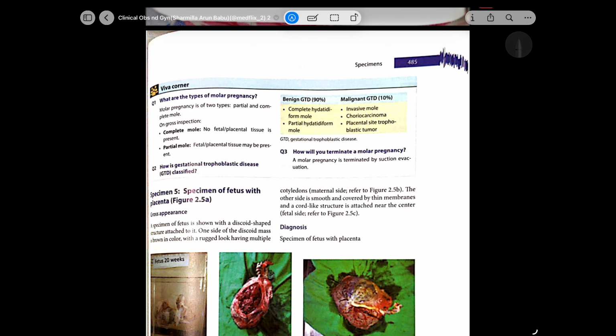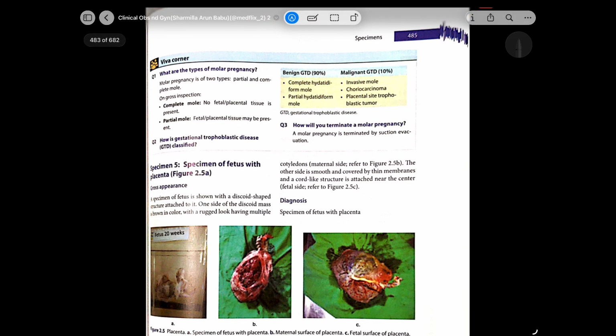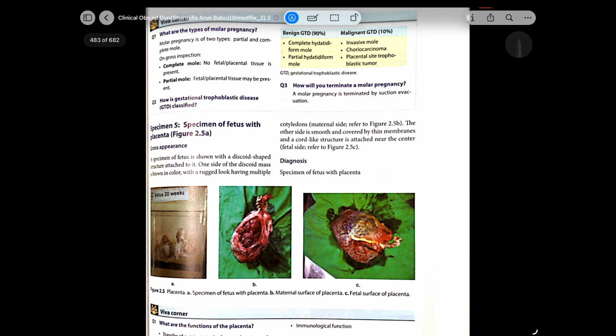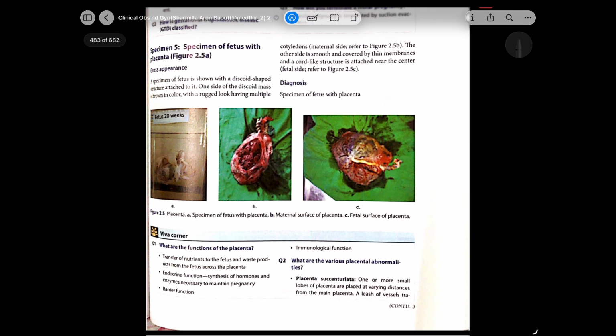How is gestational trophoblastic disease classified? You have benign GTD and malignant GTD. Benign would be complete hydatidiform mole and partial hydatidiform mole. And malignant would be invasive mole, choriocarcinoma, and placental site trophoblastic tumor. How will you terminate a molar pregnancy? A molar pregnancy is terminated by suction evacuation. Now let's move on to the next specimen.